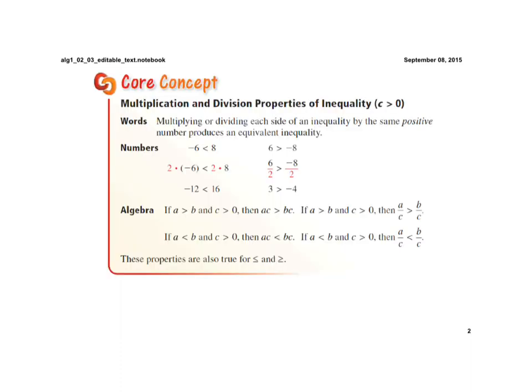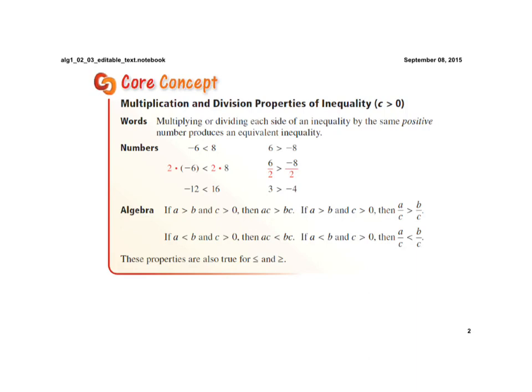So first of all, the core concept is we're going to be solving inequalities using the multiplication and division properties. There are two main ones. The first one is if we multiply or divide each side of an inequality by the same positive number, it produces an equivalent inequality.